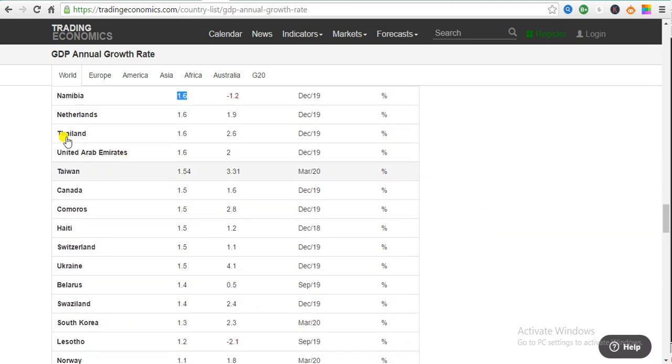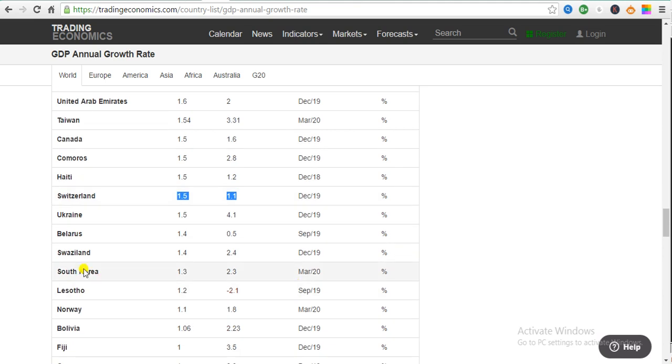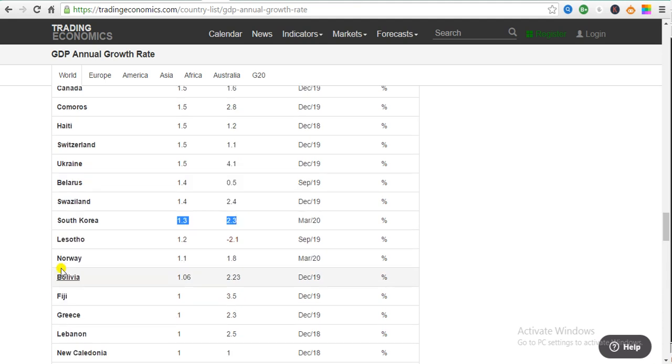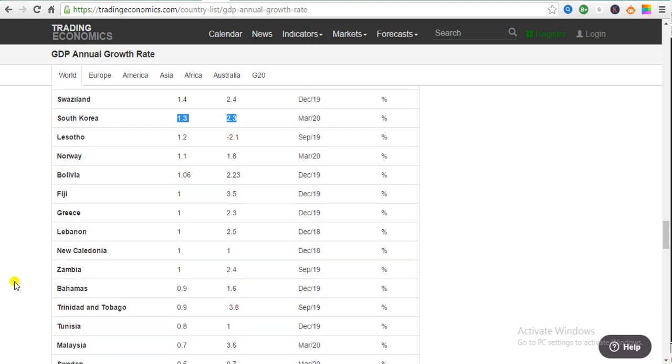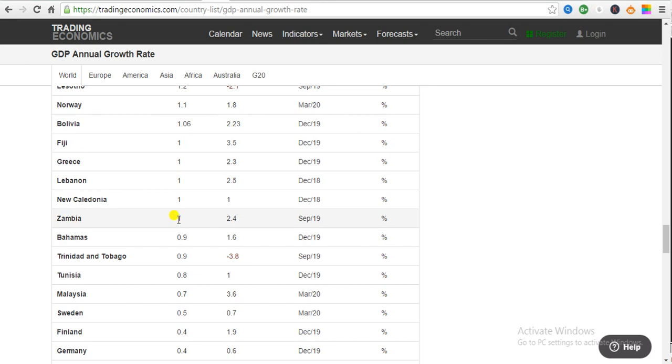It's positive. Thailand's economy is pretty huge. I think it's around 400 billion, if I'm not mistaken, around about the Emirates, I guess. Canada 1.5, Switzerland 1%. So these are the huge economies. They just grow at like 1%. Swaziland, South Korea 1%, 2%. Norway 1%, 1.8%. Zambia 1%. This is bad, but we'll see. We have to know why this growth was.